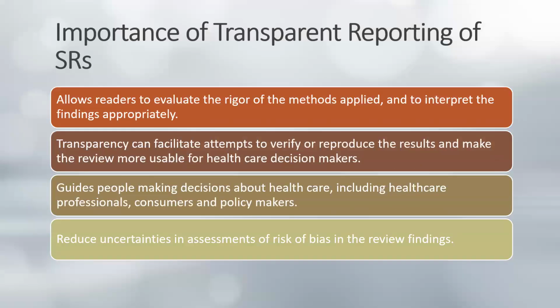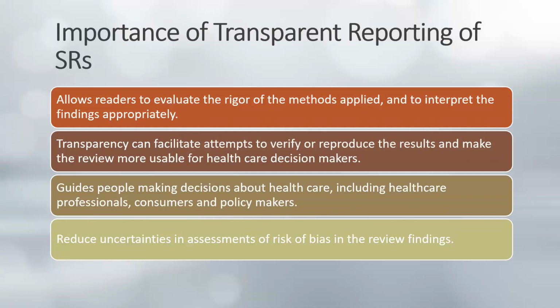So next is the importance of transparent reporting of systematic reviews. Why do we have to report or follow standard guidelines while doing systematic reviews? This will allow readers to evaluate the rigor of the methods applied and to interpret the findings appropriately. A reader will be able to understand what methods you followed in the systematic review and what techniques you followed to interpret your findings.